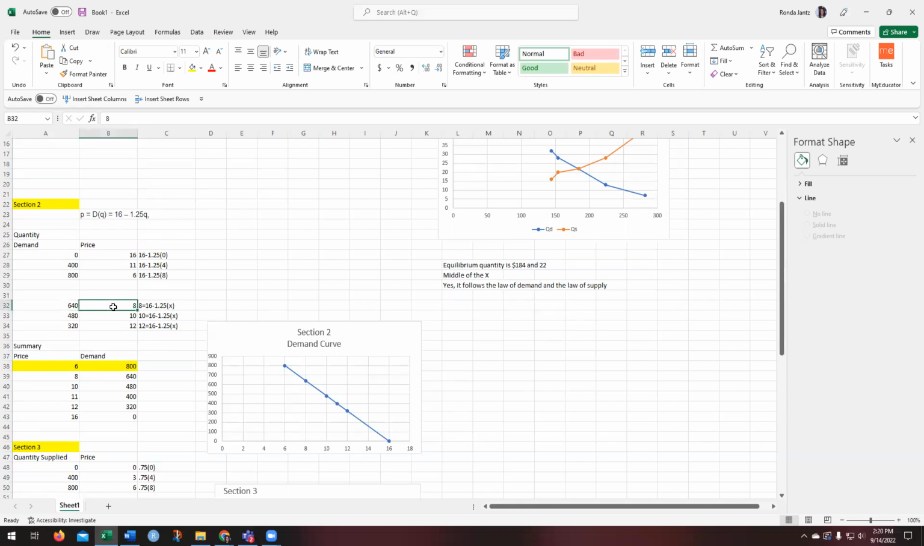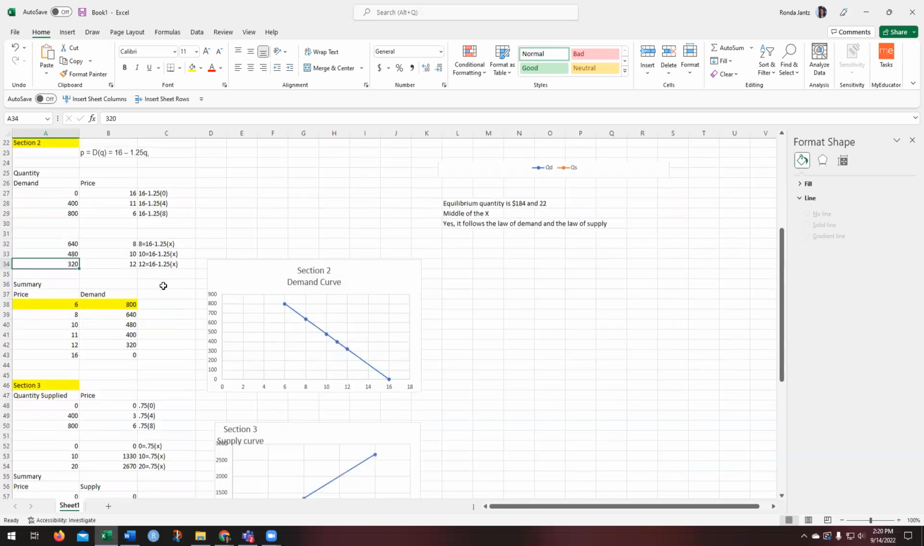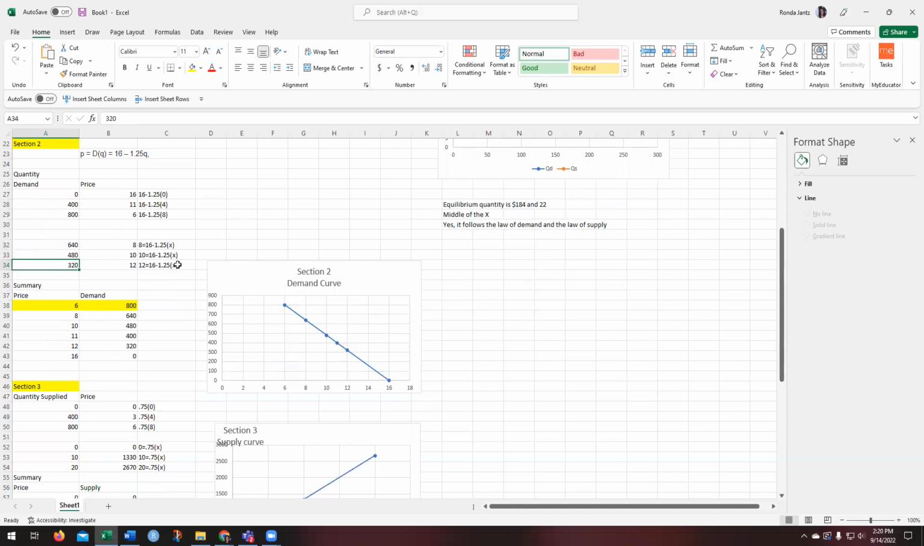And so for $8, our quantity demanded is 6.40, $10, 4.80, $12, 3.20. So I hope that gives you an idea of what that should look like for section 2. And then after I finished, I had all this data in different spots, so I put it in order to make it easier to graph. I went over with prices first and our demand right here. And then you can see our demand curve is downward sloping, so we know we're in the right spot.